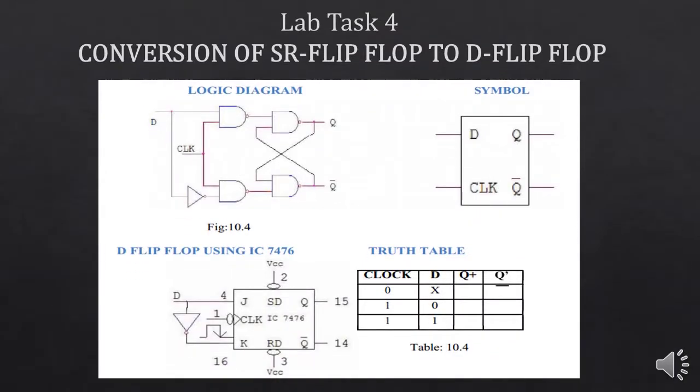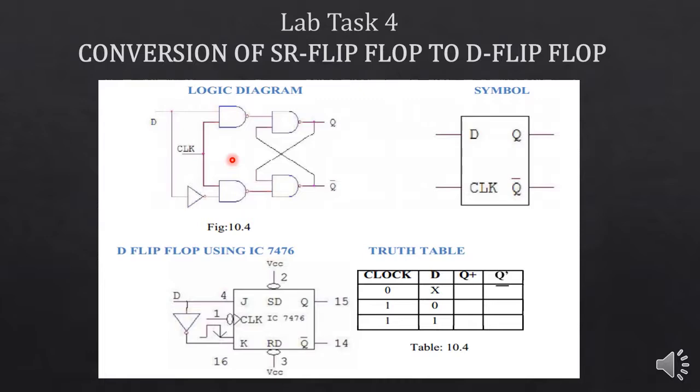In task number 4, you have to convert the SF flip-flop to D flip-flop. The SF flip-flop can be converted to D flip-flop by using a NOT gate between the set and reset pins. The issue with the SF flip-flop was that when you apply 1 1 at the input, the output was an invalid state. This issue is resolved in the D flip-flop.